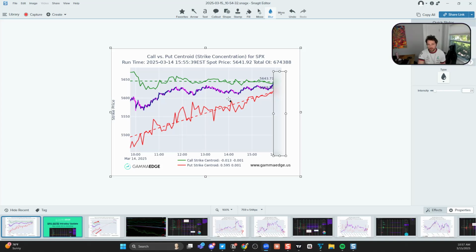This tool is useful because with that context of what we're expecting to happen into the close, it can help us inform butterflies, and help us inform selling above and below where our lines of best fit are pointing towards, to where spot price could close.